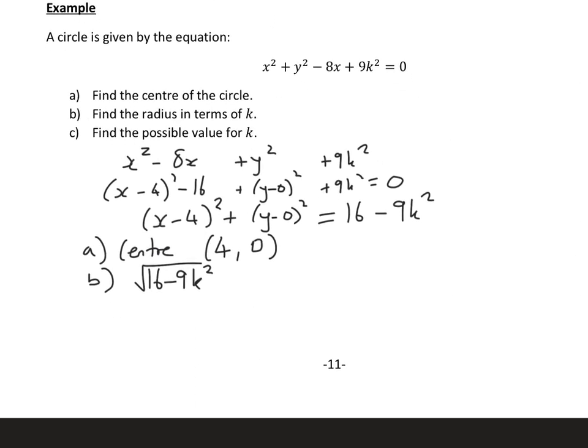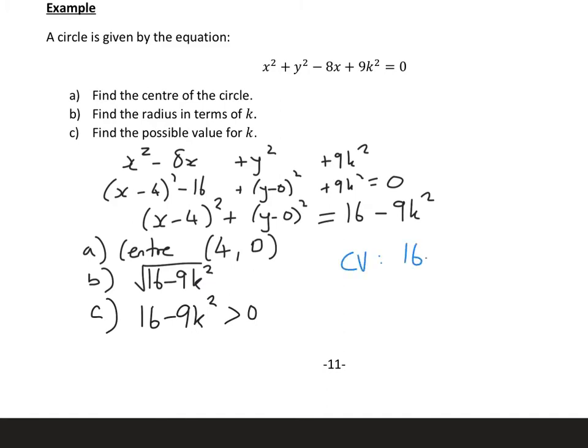And for c, find the possible values of k. Well, I know that the radius has to be positive, so I know that 16 minus 9k squared has to be bigger than 0. So I need to solve an inequality. So what I do is I would get the critical values. So I would solve it first of all.